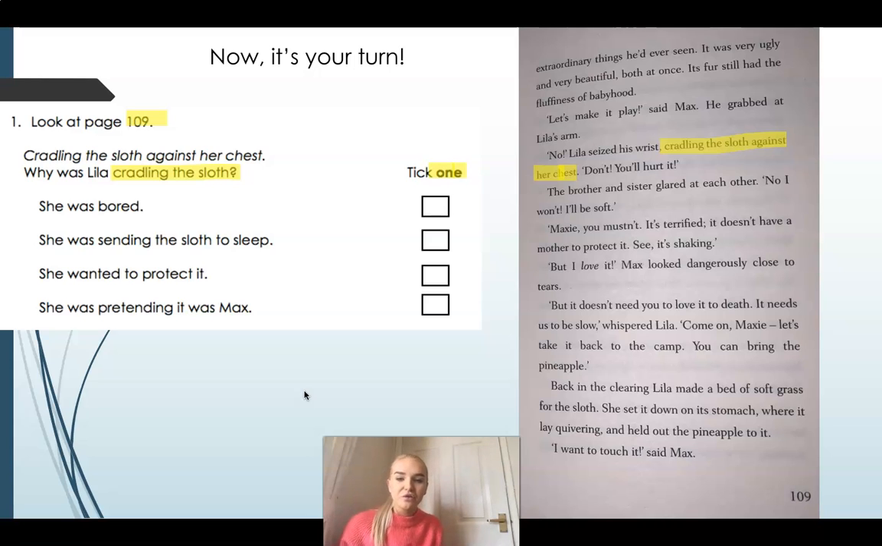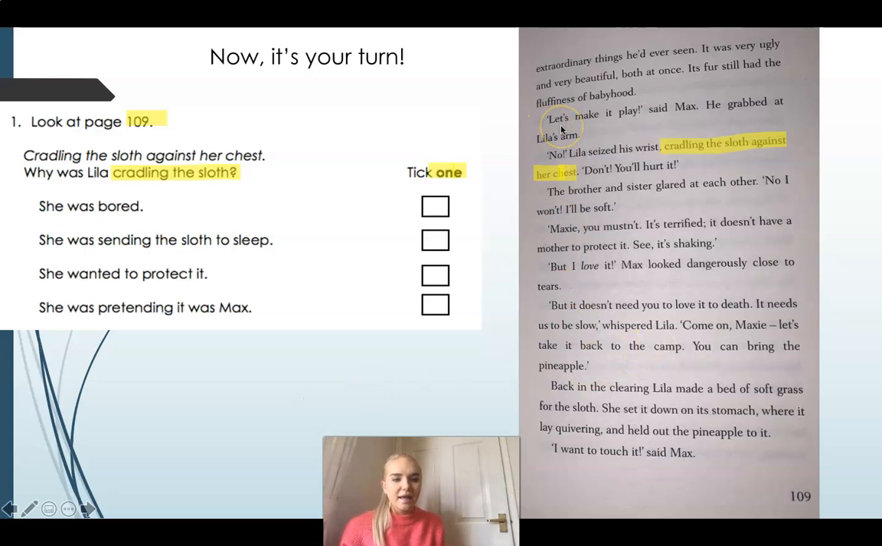Did you also manage to find the actual quote? So, it tells me to look at page 109, cradling the sloth against her chest. This is in the italics, therefore it's a quote that I'm going to see in the text. Why was Lila cradling the sloth? Was she cradling the sloth because she was bored? She was sending the sloth to sleep? She wanted to protect it, and she was pretending it was Max. Now, you might have started to rule out some of the answers, but let's have a read first of all.